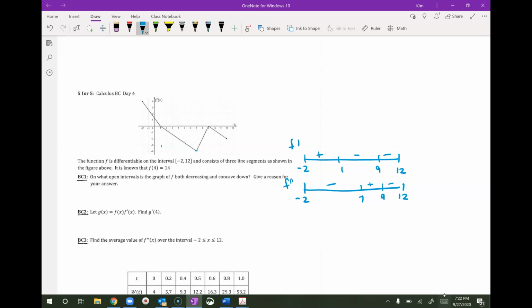So decreasing would be f prime is less than 0 and f double prime is less than 0. So let's look at our graph here. It looks like from 1 to 7, both the first and the second derivatives are negative, and then again from 9 to 12. And we've got our reason right there because the first and second derivatives are both less than 0.